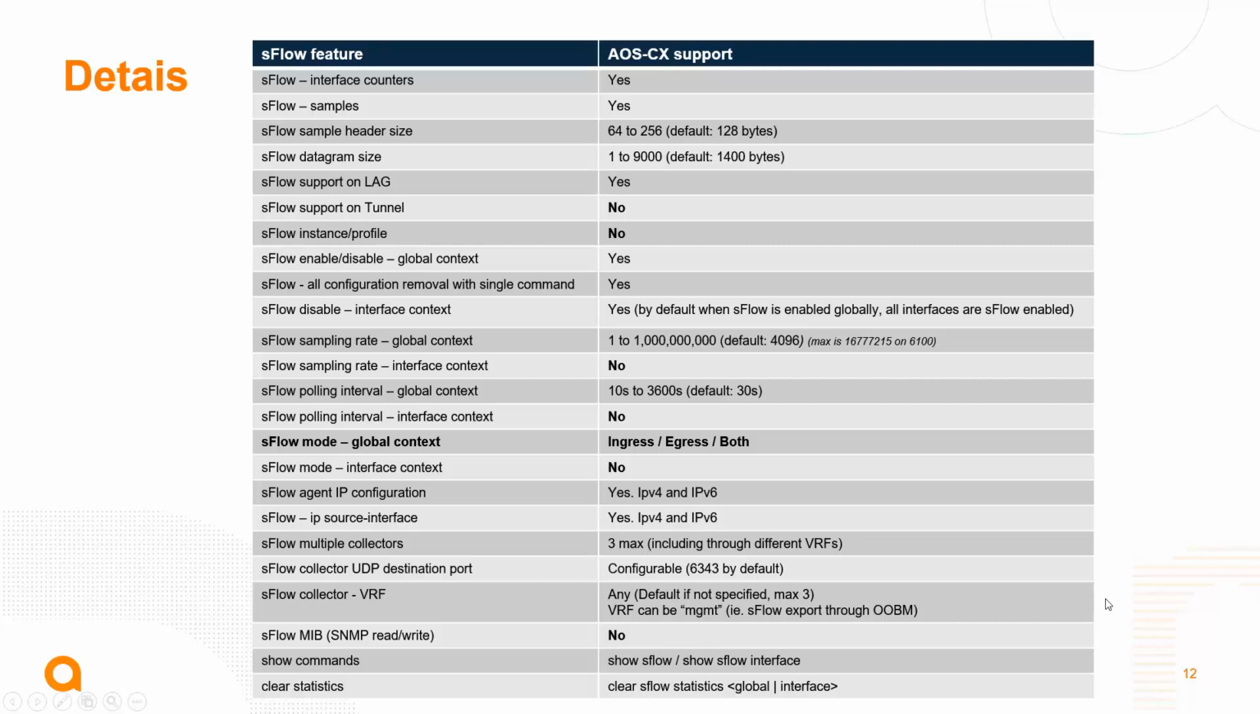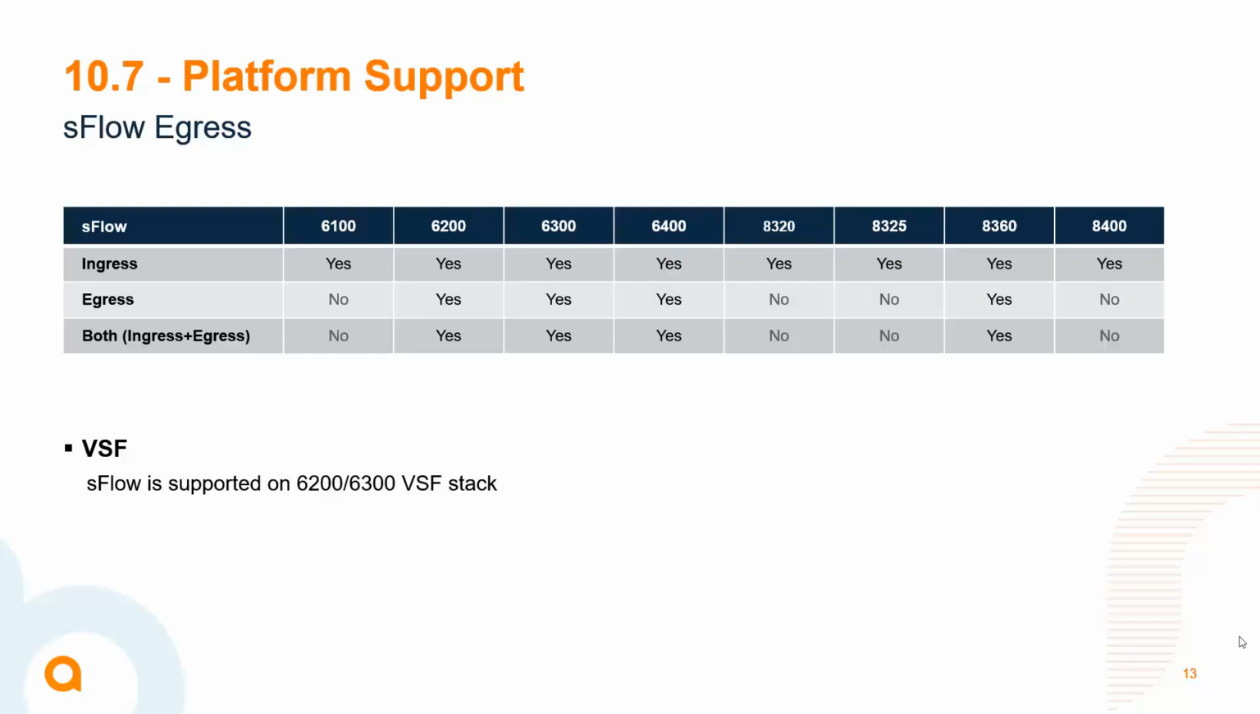In terms of support for 10.7, here is the list of the platforms that are supported for ingress and egress for sFlow. As you can see, this is fully supported, ingress and egress, on 6200, 6300, 6400, 8360. 6100 is not yet supported for egress, neither on 8320, 8325 or 8400. Please note that sFlow is fully supported on a VSF stack of 6200 or 6300 as well. So the combination of sFlow and VSF is supported.